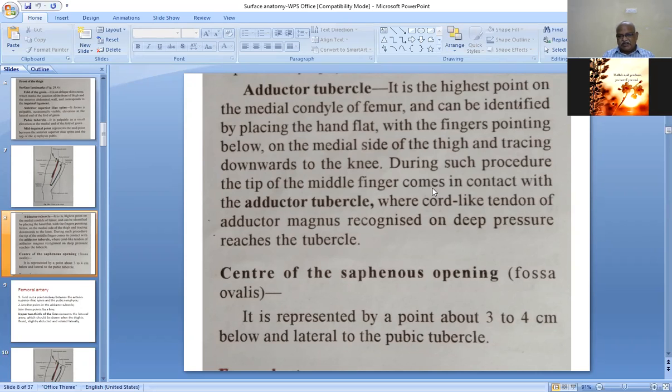So the adductor tubercle is present on the medial aspect of the thigh, at the top of the medial femoral condyle. That is the adductor tubercle.